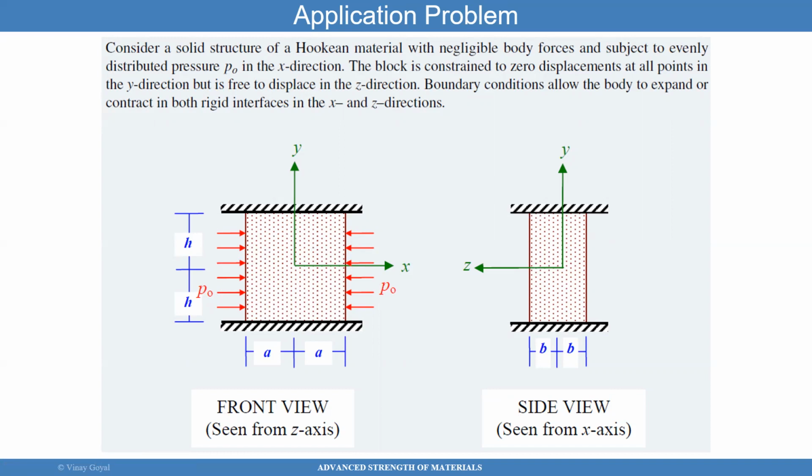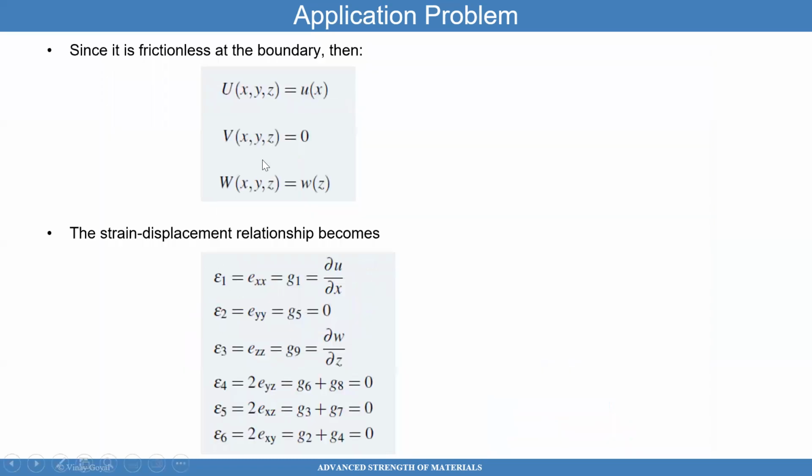So how do you go about solving this? We have the strain deflection relationships, we have the equilibrium equations, and we have how stress and strain are related. We also have the boundary conditions, right? So we could start with the fact that it's frictionless at the boundary. And because it's frictionless, what I'm going to say is that the deflection does not depend on y and z. It's going to just depend on x. So let's look at that assumption carefully.